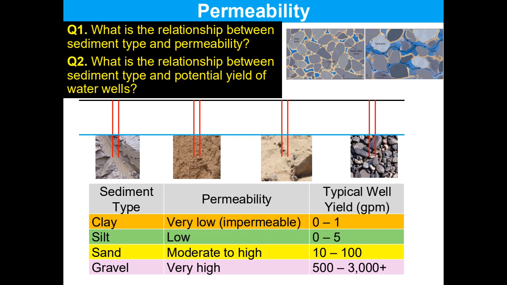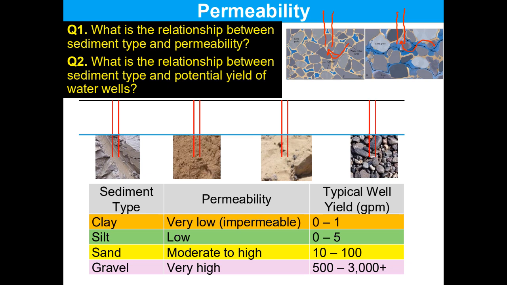What is the relationship between the sediment type and potential yield of a water well? What we mean by this is how much water you can pump. Let's say you have a well, for example, that reaches these rocks, how much water are you going to pump per minute, as opposed to this well, for example? Of course, here you're going to pump more water per minute than here because the water flows easily. So you might have a lot of gallons per minute of water.